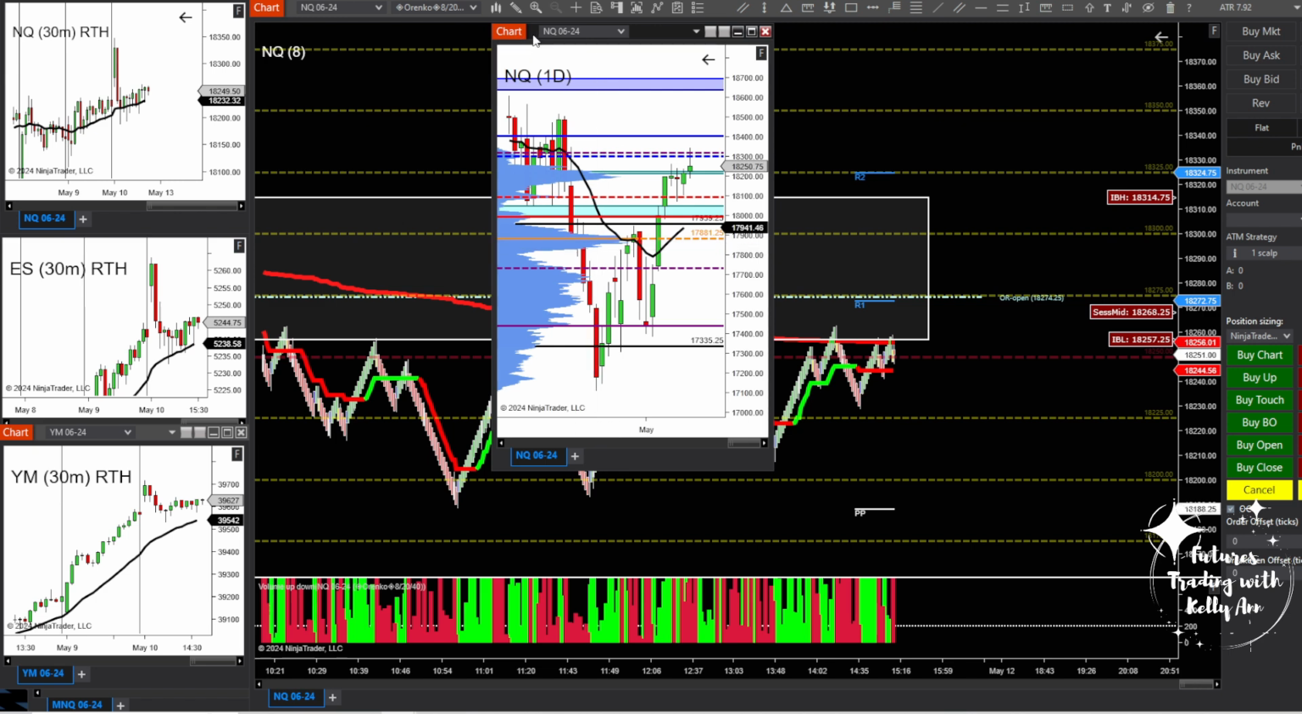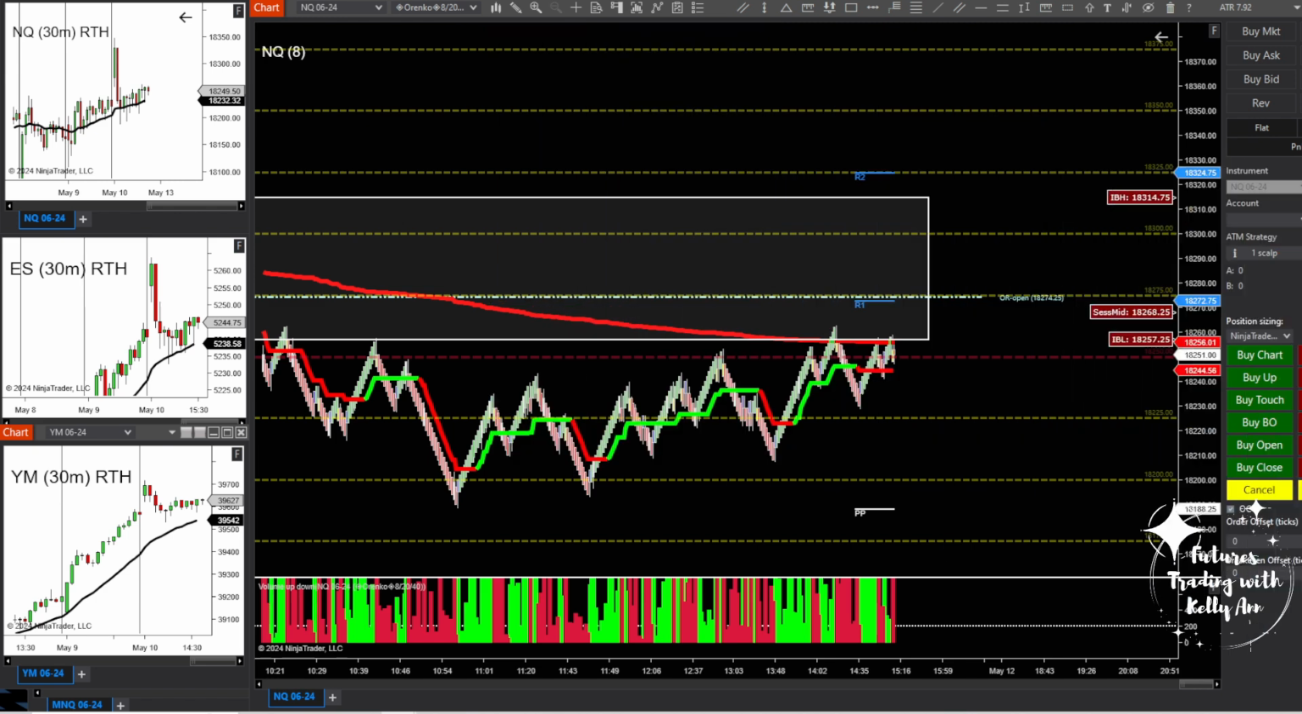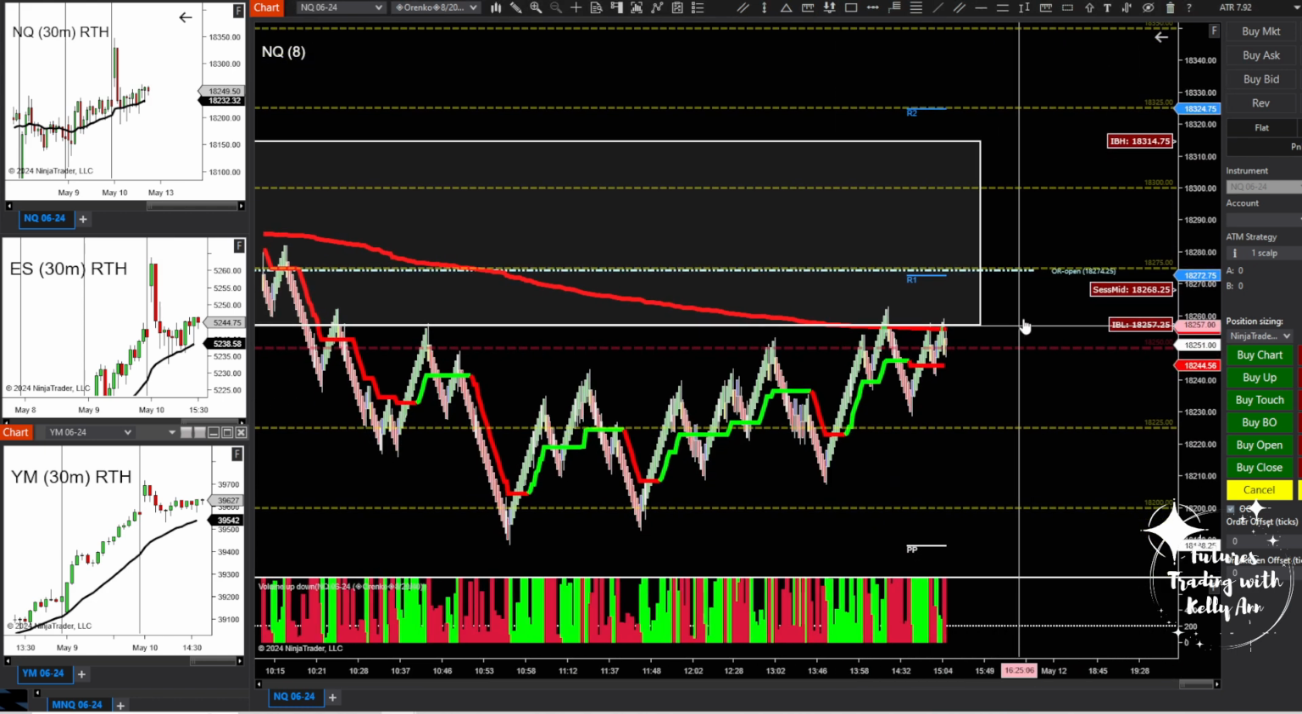So these are the ways that I use volume profile. I personally would never want to trade without it. I rely on it pretty heavily. As much as I rely on my round number levels, I rely on volume profile.